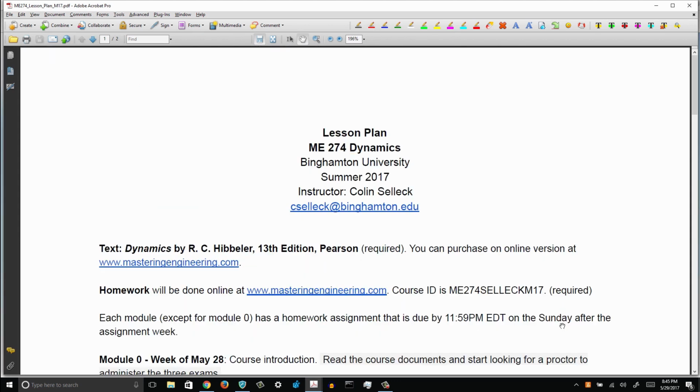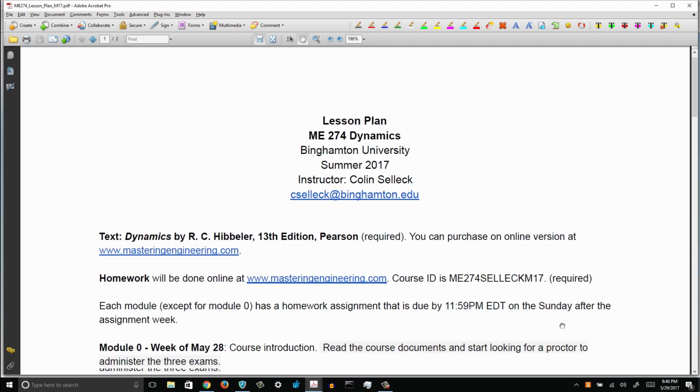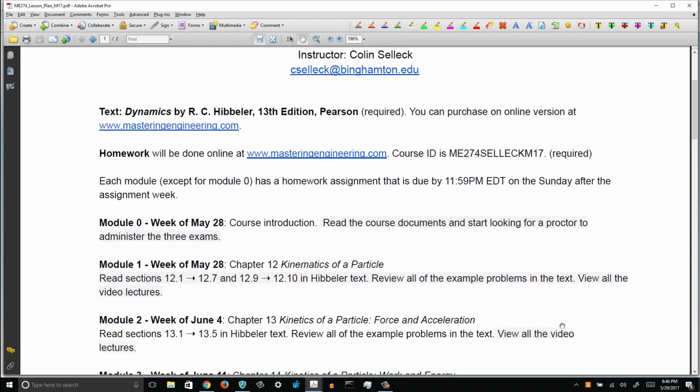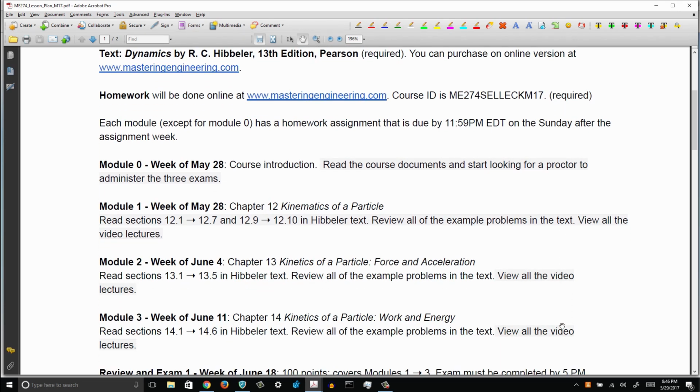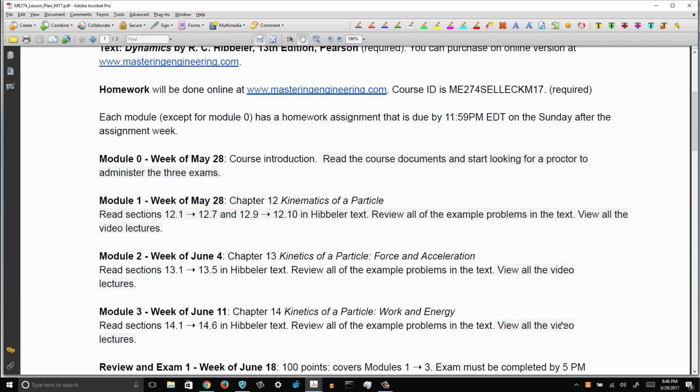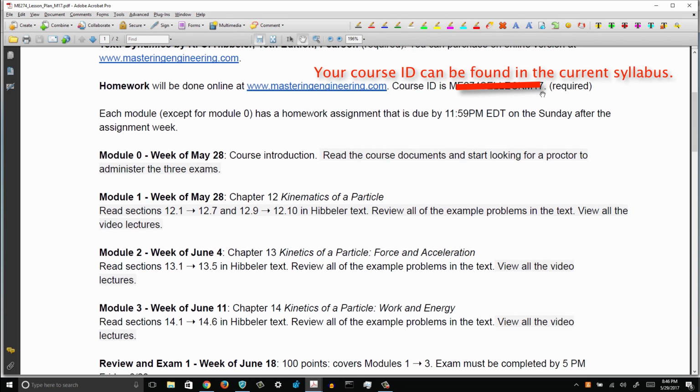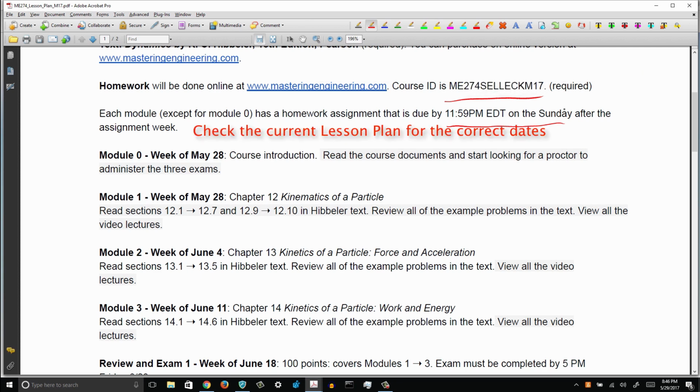So let's go over the lesson plan. There's the text again. It is required. Again, homework is done online at masteringengineering.com. You'll need this course ID to sign up. Each module, except for the first one, has a homework assignment that's due by midnight on the Sunday after the assignment week.